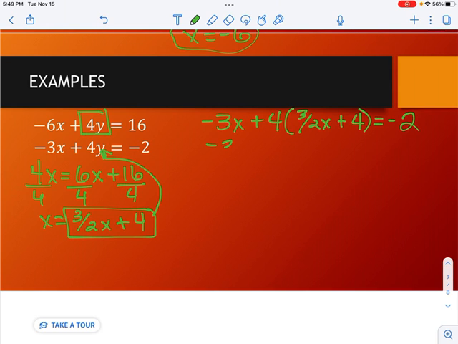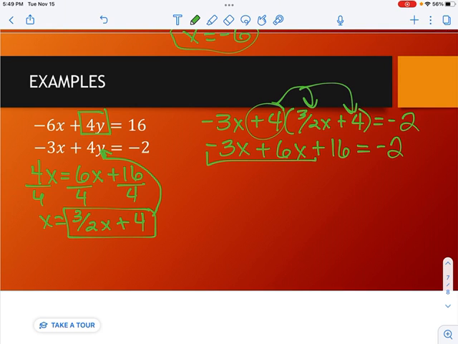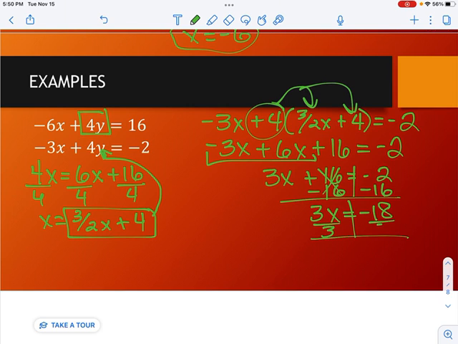I'm going to distribute. So negative 3x, I'm going to take the 4 times 3/2, and that's going to get me plus 6x. I'm going to take the 4 times the 4, that's going to get me 16, and that equals negative 2. I'm going to combine my like terms. So I get 3x plus 16 equals negative 2. I'm now going to subtract 16 from both sides. So that gives me 3x equals negative 18. I'm going to divide by 3. So x equals negative 6.